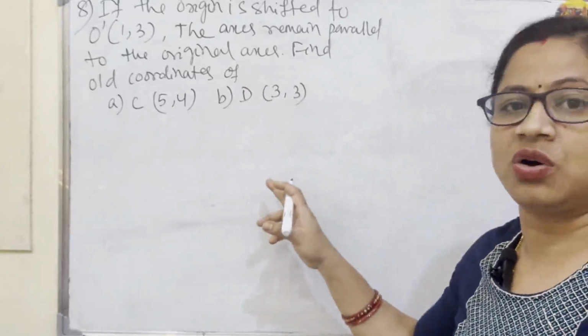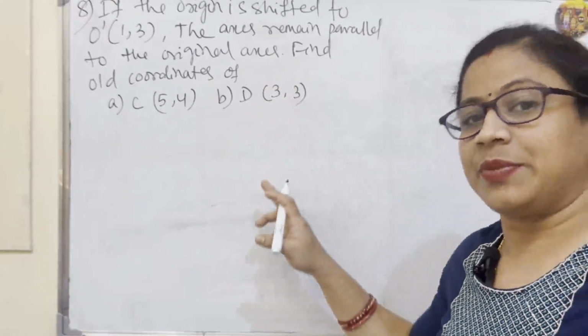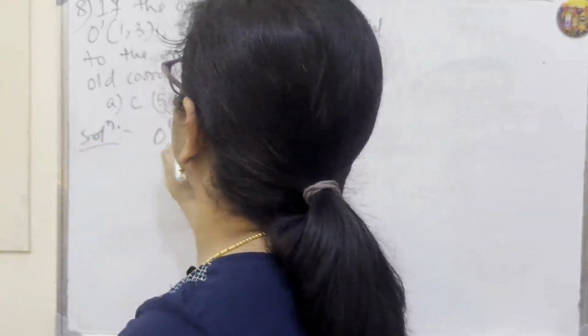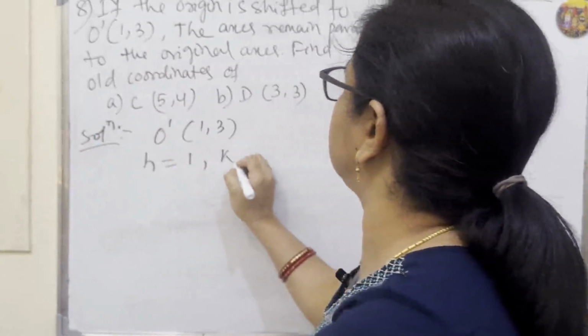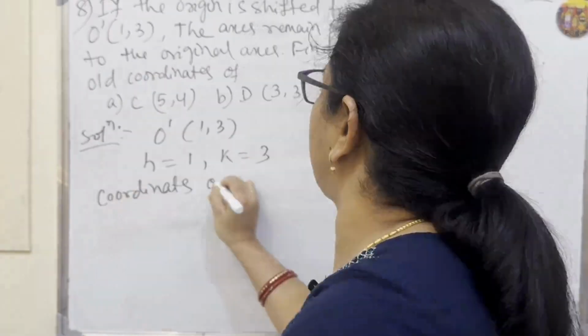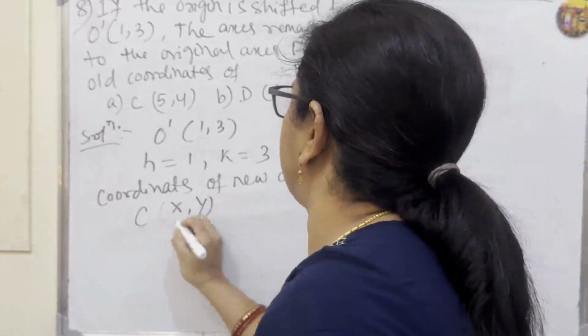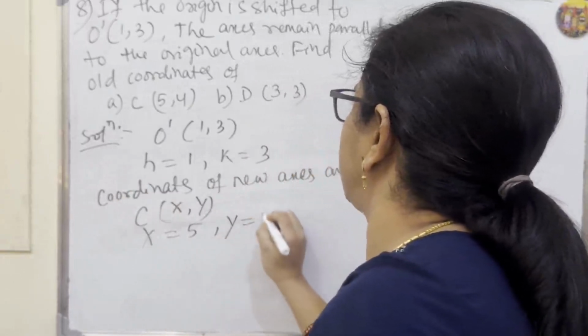Here we need to find the old coordinates, meaning we need to find small x, small y. Here capital X, capital Y is given, H and K is given. Coming to the solution, O dash is equal to (1, 3). So H is equal to 1, K is equal to 3. Coordinates of new axis are C, capital X, capital Y. So capital X is equal to 5, capital Y is equal to 4.